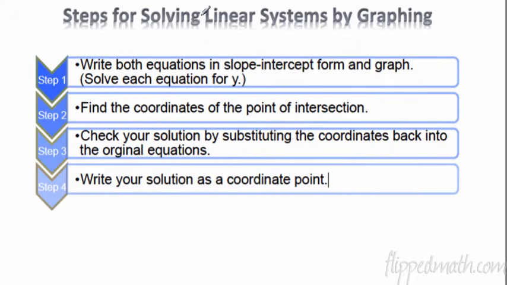All right, so let's look at the different steps. We're actually going to write this down for you. Here's the steps for solving linear systems by graphing. Step 1, you're going to write both equations in slope-intercept form. That's basically your solving for y.